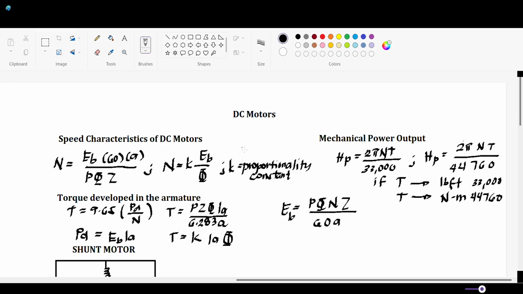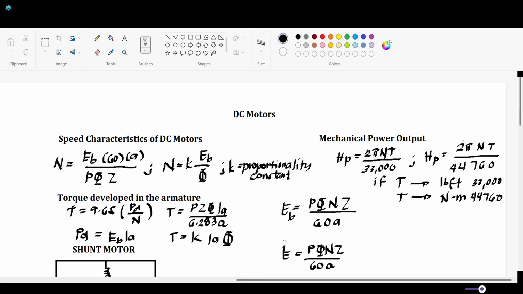In this lesson, we will be learning about DC motors. Previously, we've learned about DC generators. And in DC generators, we know that it converts mechanical energy into electrical energy. And we encountered the formula: generated EMF is equal to P (number of poles) times flux times speed times number of conductors, divided by 60 times A.